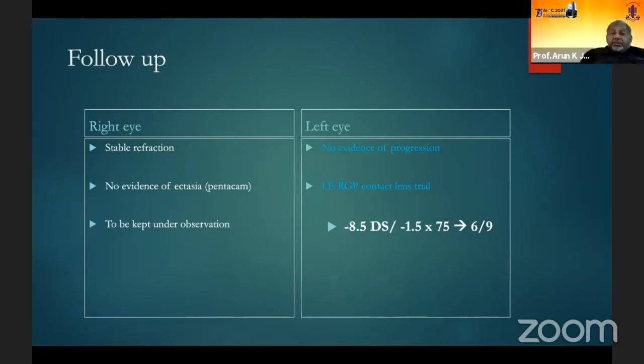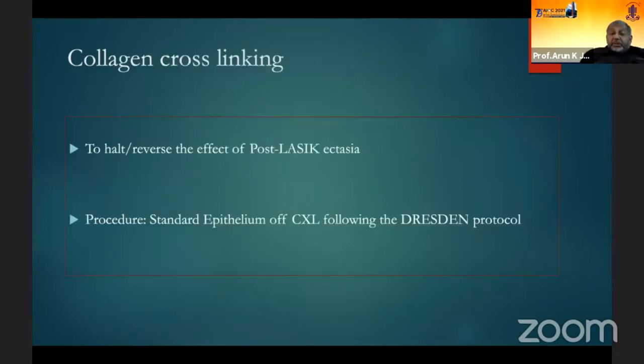There was a drastic decrease in the cylinder, as you can see in this case. And just to emphasize, there is hardly any different protocol in post-LASIK eye, though one study does say that we can lift a flap for around 2 to 3 millimeters and inject the dye within the pocket and do the cross-linking for a shorter duration, but the results were not so promising.